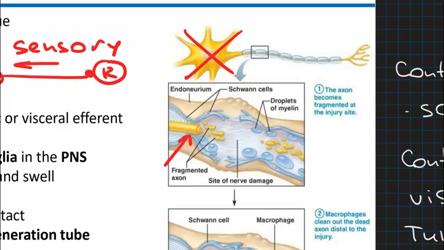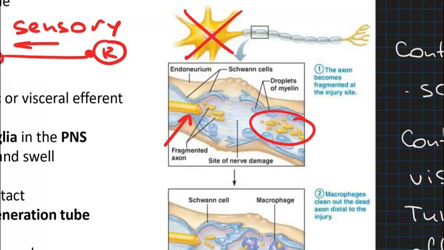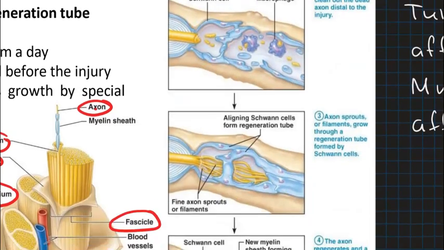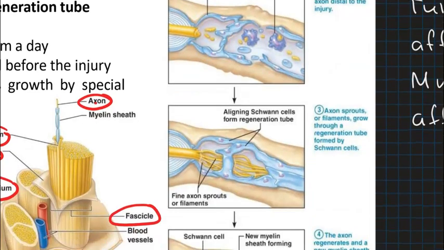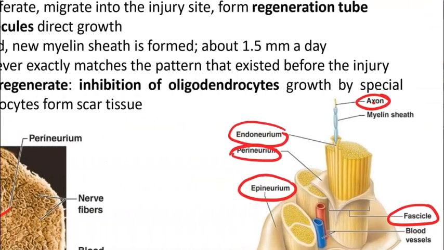So first, the fragment of an axon that is separated is destroyed. It's normal. And it's called Wallerian degeneration. Macrophages just clear it up. Next, your Schwann cells form what's called a regeneration tube. It's basically a guiding system.